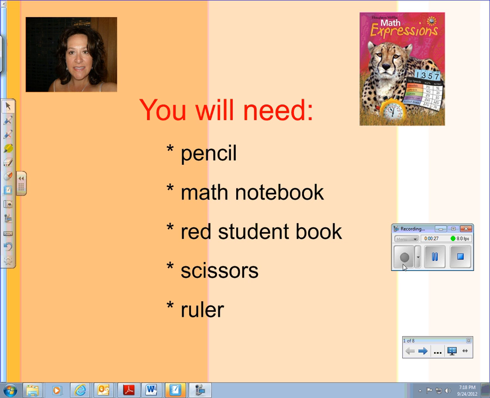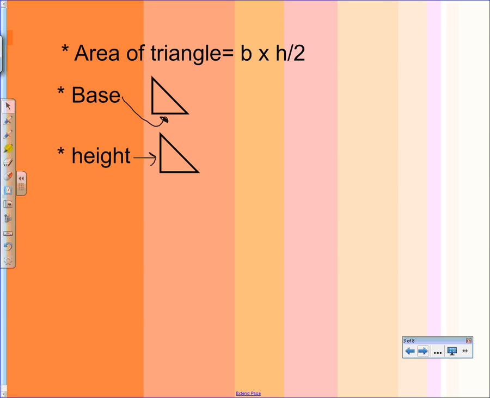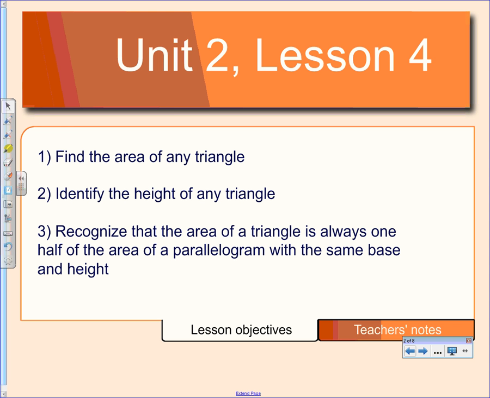The lesson we're going to work on tonight is, oops, Smartboard's not working with me, is Unit 2, Lesson 4, continuing with finding areas. But tonight we're going to work on finding the area of any kind of triangle, identifying the height of any triangle, and also being able to recognize that the area of a triangle is always 1/2 the area of a parallelogram, like in the lesson you did before this, with the same base and height.